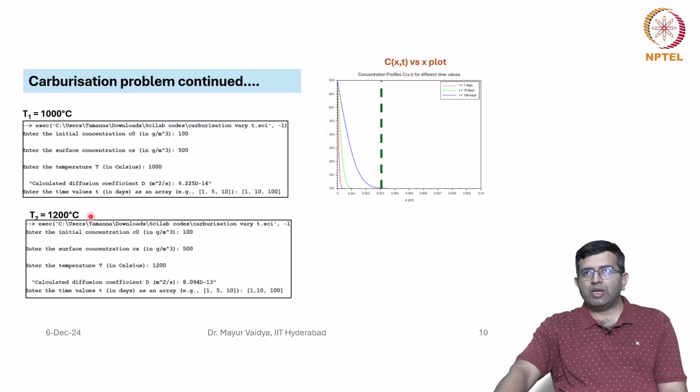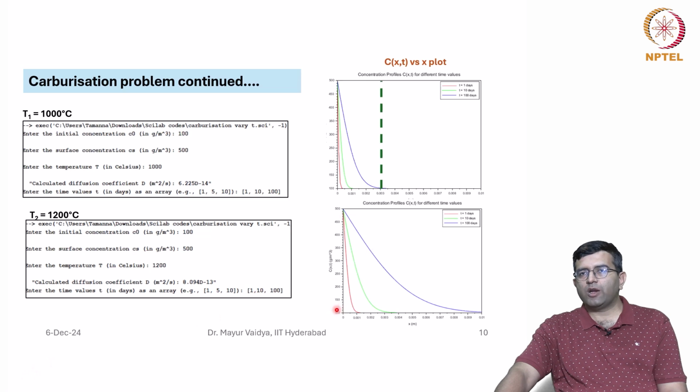If I do it at 1200 degrees centigrade, C naught and Cs are the same, the temperature I have changed to 1200, which changes my diffusion coefficient. Instead of 10 power minus 14, now it is 10 power minus 13. Again I enter the same time values 1, 10 and 100. Now you will see the spread of your profile has changed, and if you draw a vertical at x equal to 3 mm, or 0.03 meter, you will see that 100 days are more than enough. You do not need 100 days; almost in 10 days you will be able to achieve your case depth.